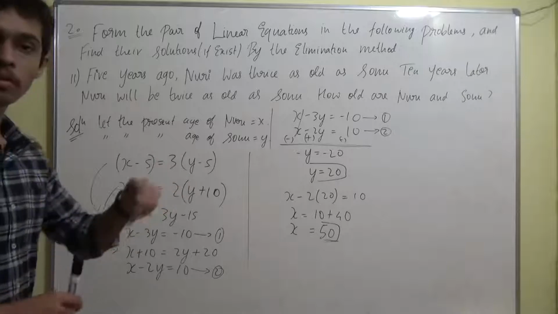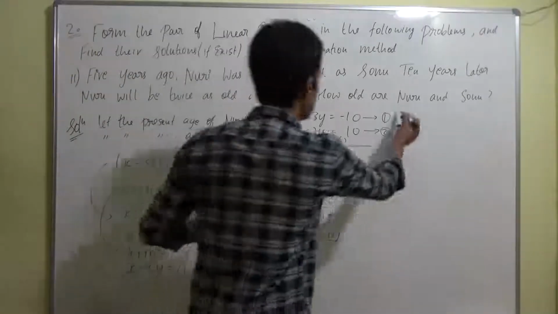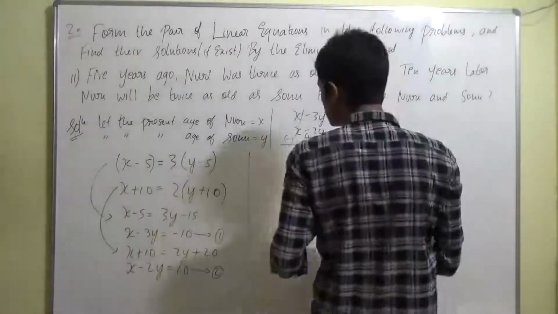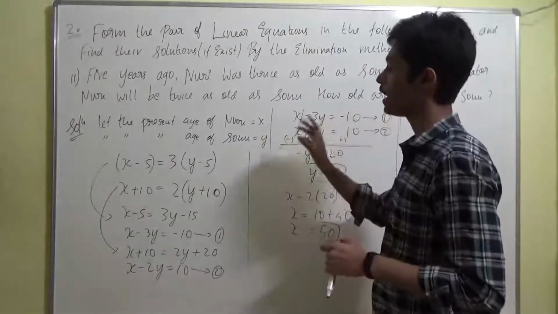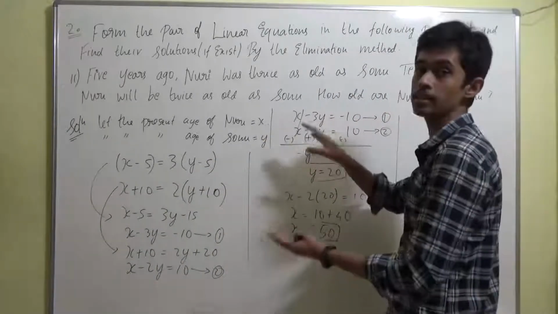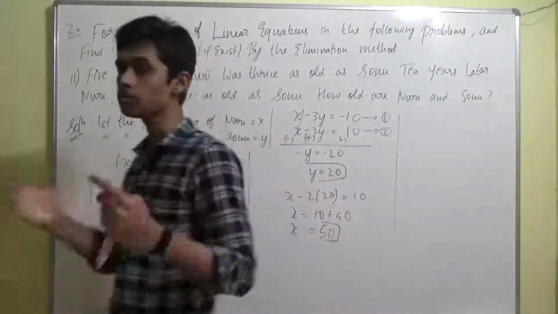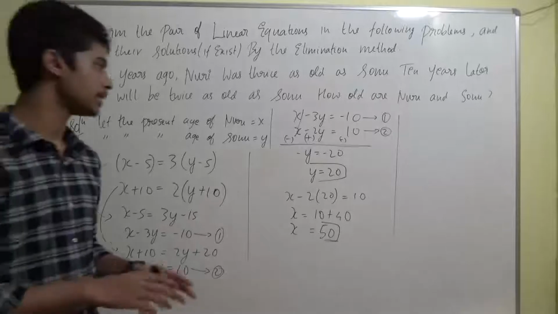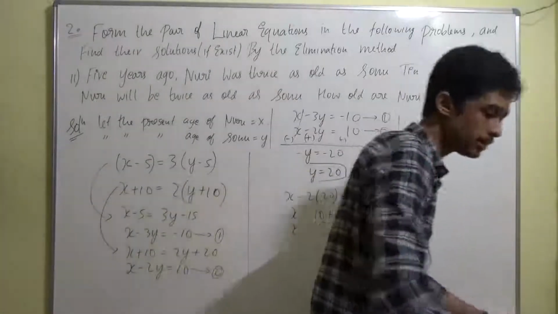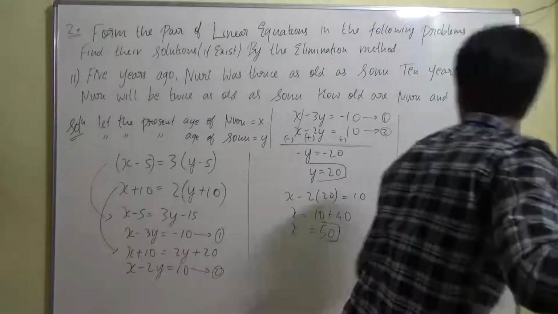Correct. Shall we do the verification as well? Yeah, let's do the verification as well. Verification means you are just going to plug the values of x and y back into the first and second equation and check whether the LHS is going to be equal to the RHS. If the LHS comes out to be equal to the RHS, which means the verification step is complete and the answers are correct, right? Let's just plug in the values.